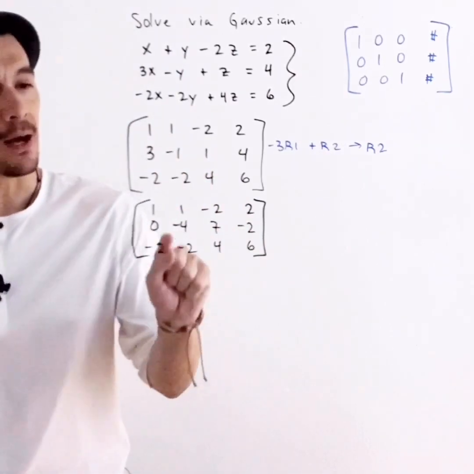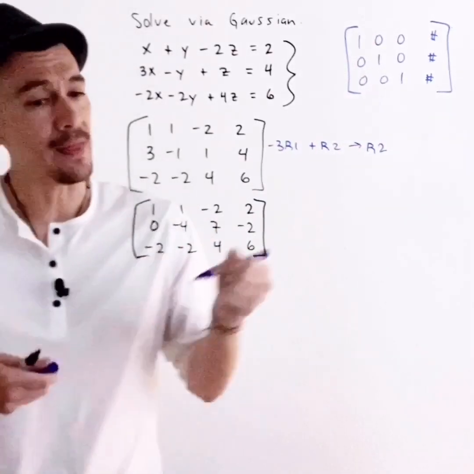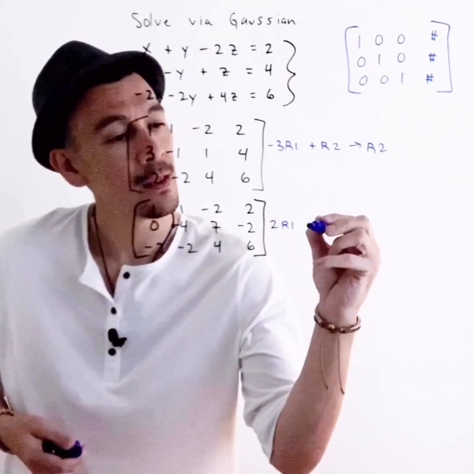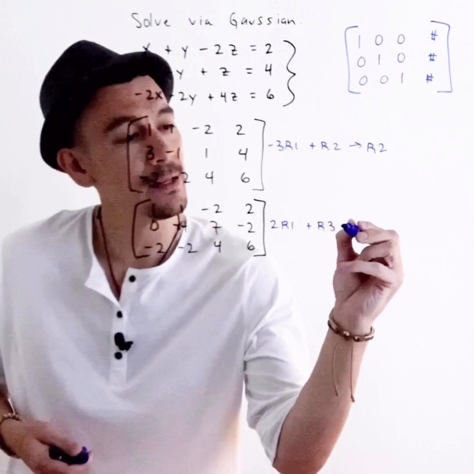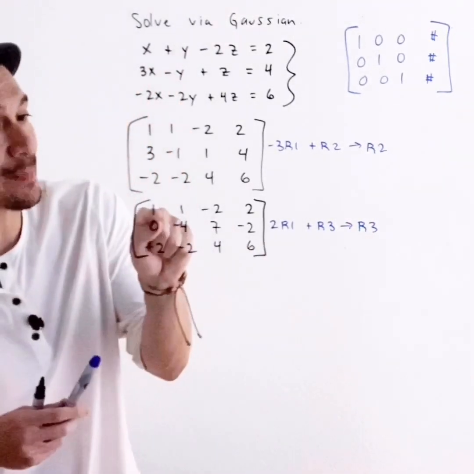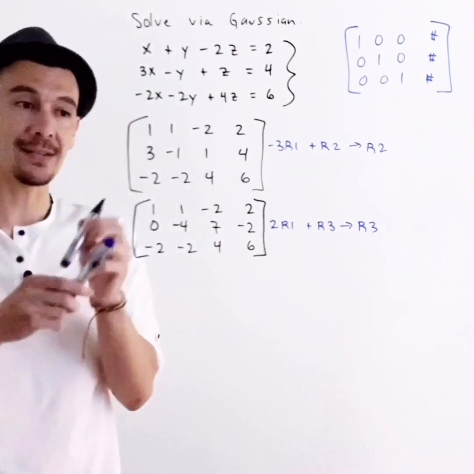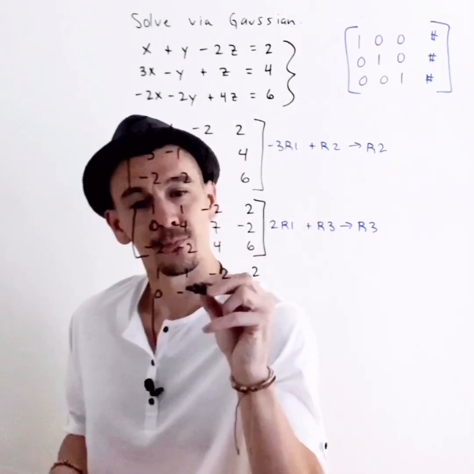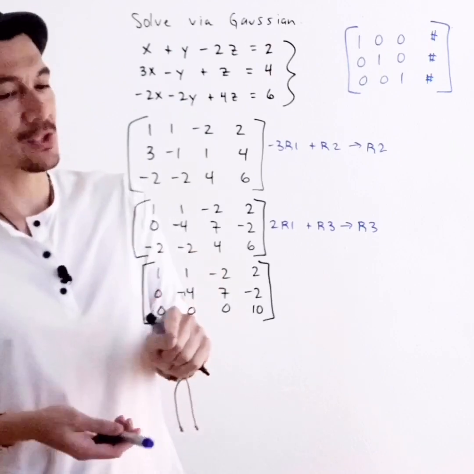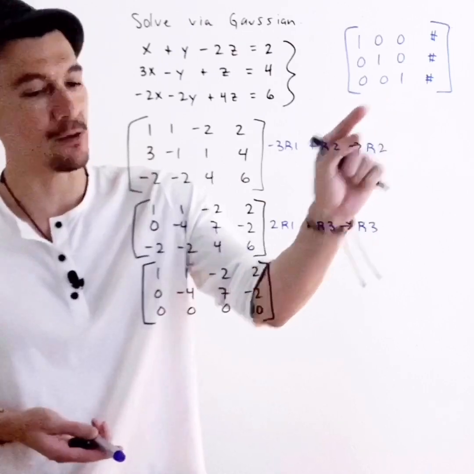Up next, I have a 1, 0, 1, 0. Now this needs to be a 0. So to do that, I'll go 2 times row 1 and add that to row 3 to get the new row 3. Because if I multiply this by +2, it's 2 minus 2, 0. So let's do that. Okay, so the first column looks good. It's 1, 0, 0, 1, 0, 0. I have a 0 here.